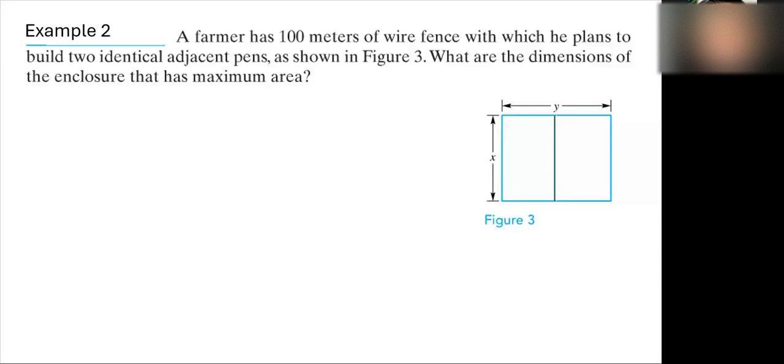Okay, let's look at the next example. We have a farmer that has 100 meters of wire fence with which he plans to build 2 identical adjacent pens as shown in the figure. What are the dimensions of the enclosure that has a maximum area? All right, so the first thing we need to do is write down our formula for the area.